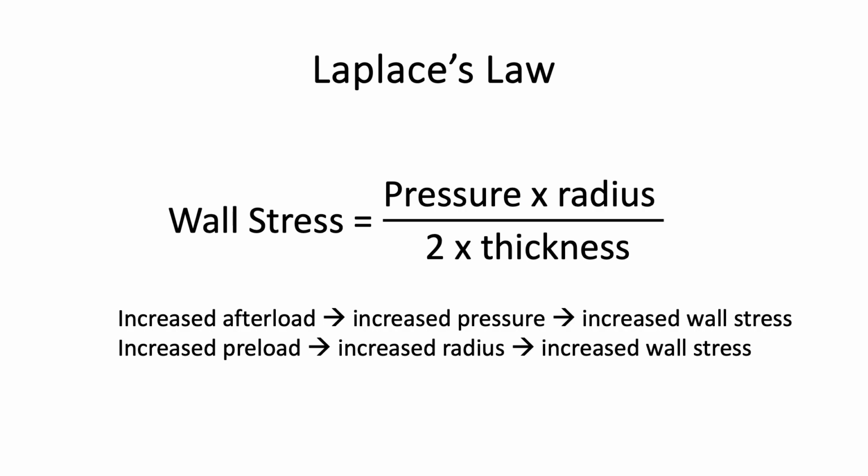Likewise, if you increase venous return and preload to the left ventricle, and you stretch that ventricle and you increase the radius, that's also going to increase wall stress. And both of those things are going to increase myocardial oxygen consumption, increased afterload, and increased preload.